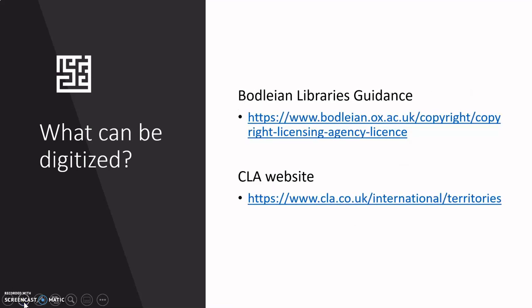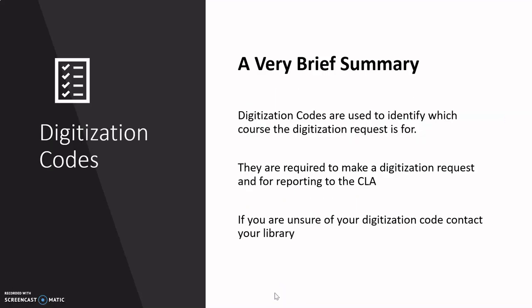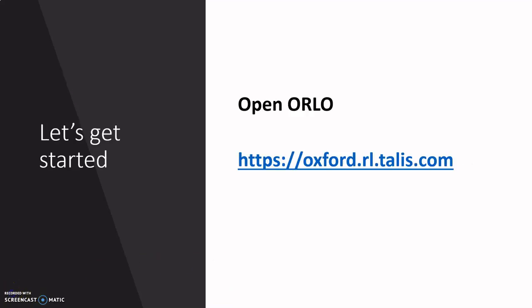For more information about the CLA license and what we can and cannot digitize, please look up the Bodleian Libraries guidance or the CLA website. Digitization codes are essential for requesting scans. We use them to report the requests to the CLA, and we need them when we are making a request in ORLO. A digitization code and the name of the course are essential for making requests. The code is usually provided by your library, and let's take a look at a reading list in ORLO to see what it looks like.